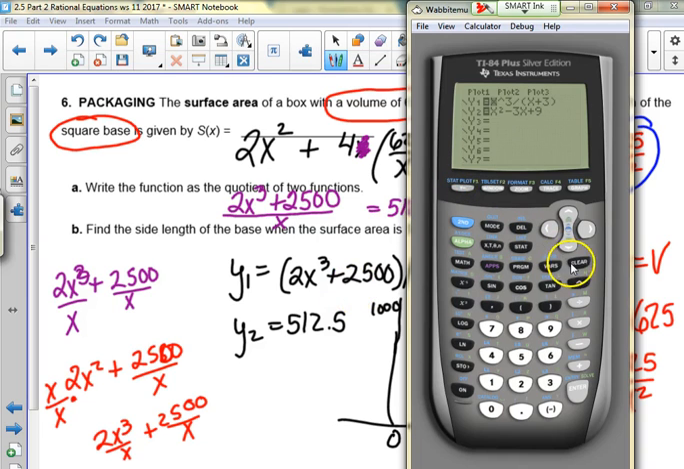All right, let me see if I can type it in here so that the home audience can see. What did we have? 2x cubed plus 2,500, close parenthesis, all divided by x, right? 512.5. Window. I'm going to leave it 0 to 40 and 0 to, I don't know, I'm going to put 1,000 in for fun.